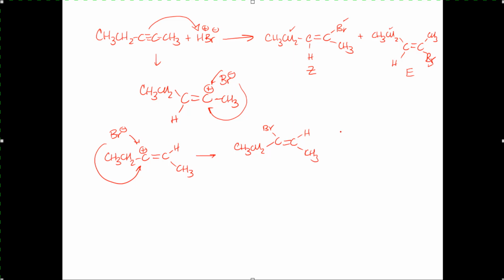And it would also end up with that as my other product. So in this case, bromine versus ethyl, bromine wins. Methyl versus hydrogen, methyl wins. This is the E isomer. And then over here, bromine versus methyl, methyl versus hydrogen. This is the Z isomer.